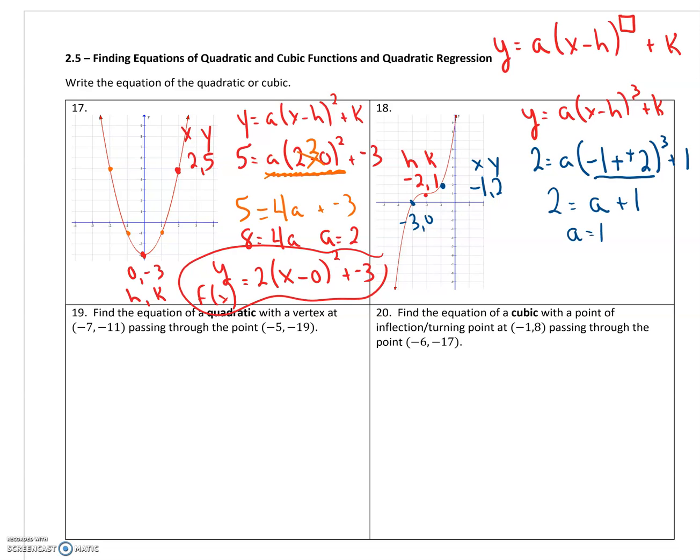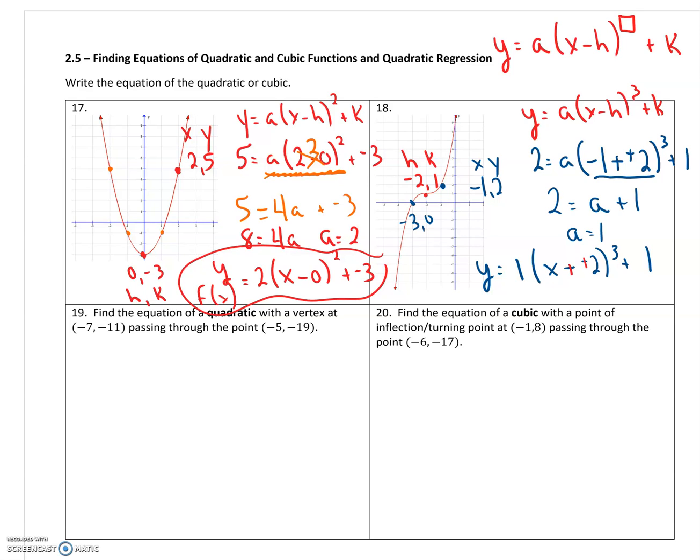So ready to write my equation. Y equals, you could use f of x, g of x as well. I'm going to have a. Technically, then, you don't need that 1. x minus my h value, cubed, plus my k. And minus -2 is okay, but it would be better if you had just written x plus 2.